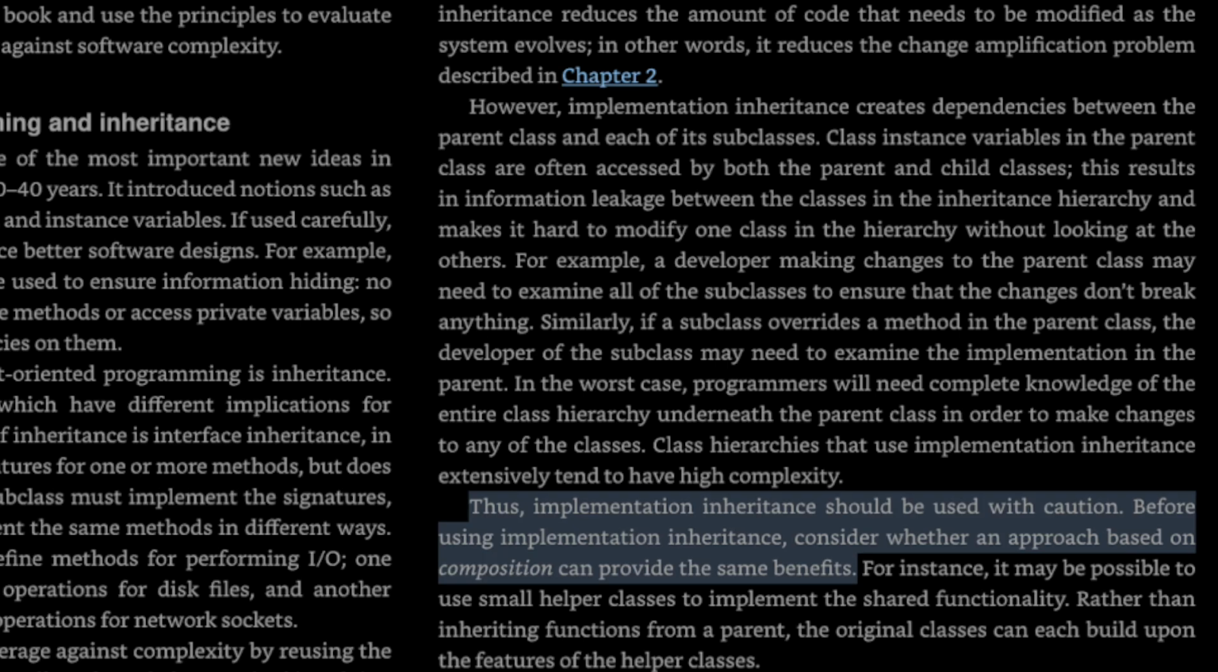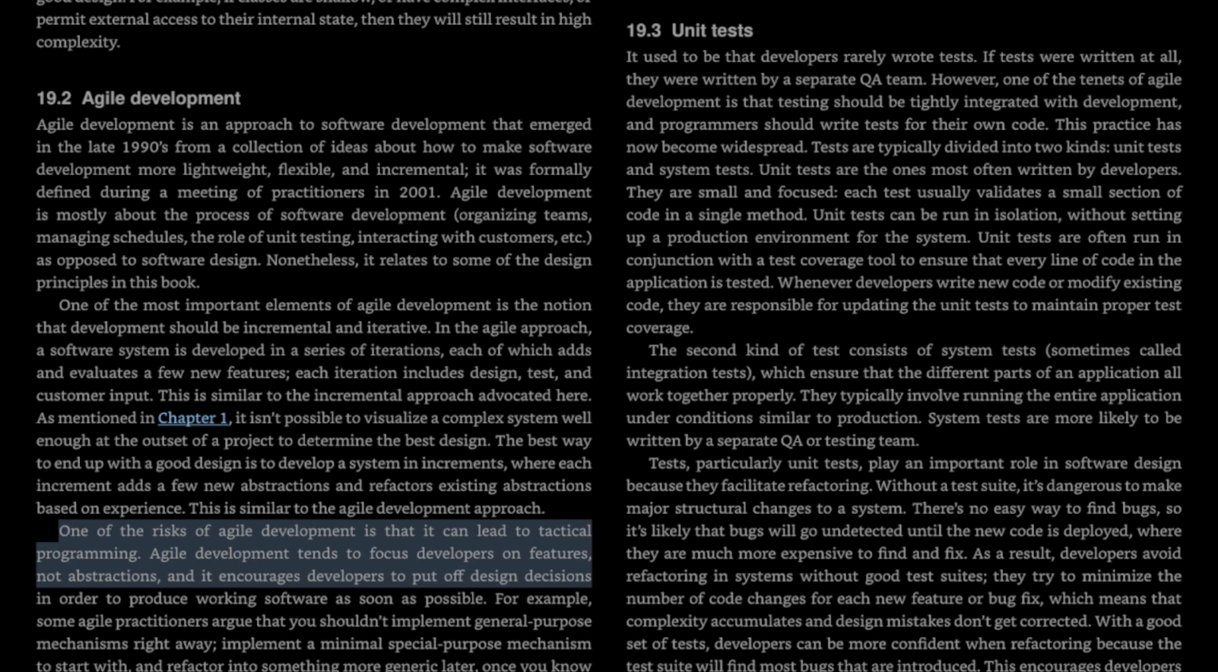It does have some good quotes, I guess. Chapter 19 talks about implementation inheritance and some of the problems with it, but it doesn't go into any detail at all, so it's completely useless, but the concept is actually really good. The next page about Agile development talks about how Agile tends to focus developers on features, not abstractions. It doesn't really explain why that's bad. So it's got some good concepts, but it just doesn't take the space or have the time to actually spend any time on them.